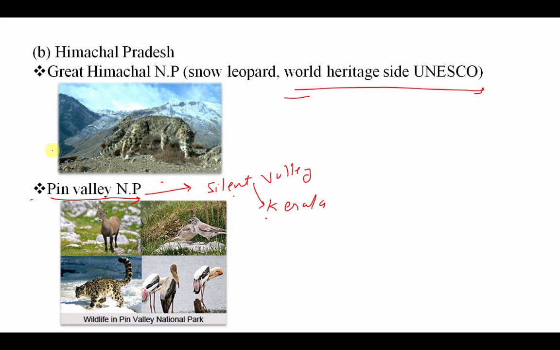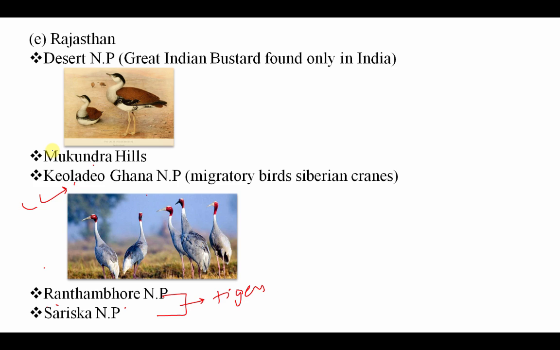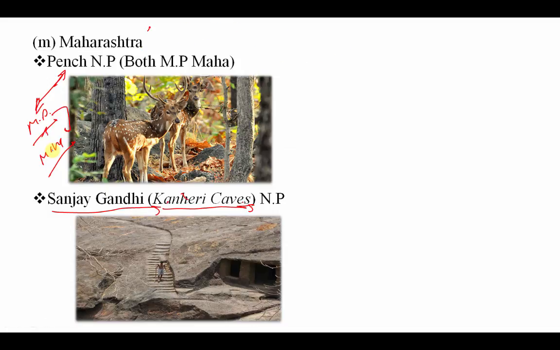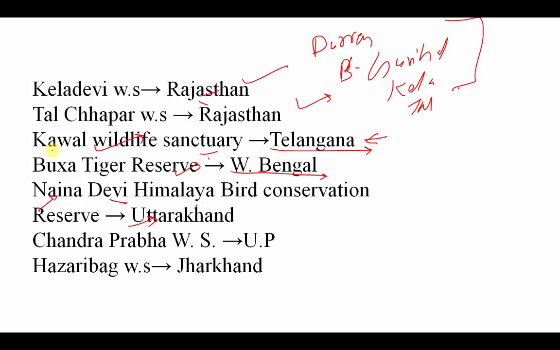From Uttarakhand, there are four important national parks, one of them being Nanda Devi National Park. And this Naina Devi is not in Himachal Pradesh. Naina Devi is in Uttarakhand. The second last is the Chandra Prabha Wildlife Sanctuary. Chandra Prabha Wildlife Sanctuary is in UP.